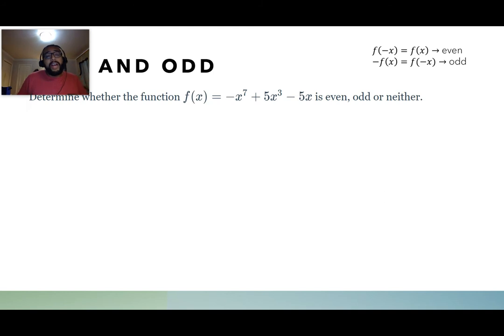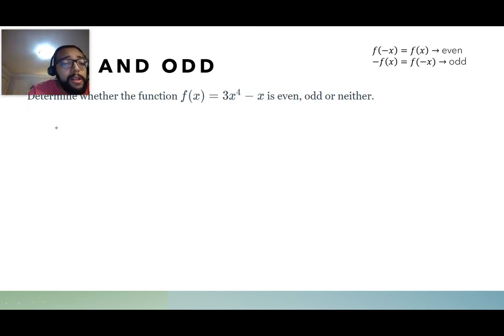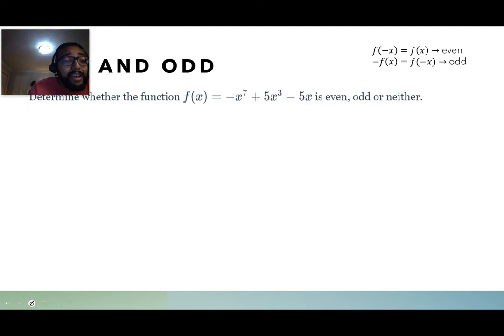So this function, f of x equals negative x to the 7th plus 5x cubed minus 5x. Determine if it's even, odd, or neither. So again, we'll start off with f of negative x. Let's check and see if it's even. If I plug in negative x and I get my original function, we've got an even function.